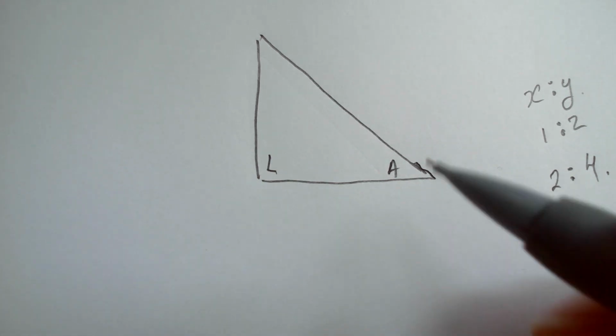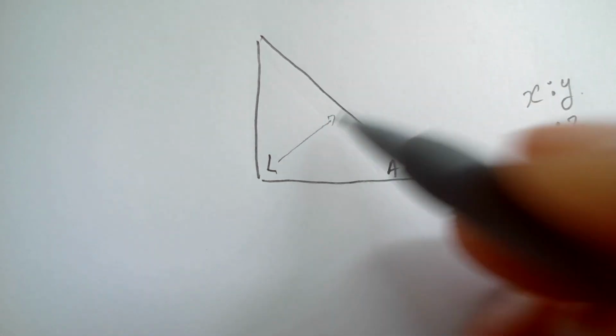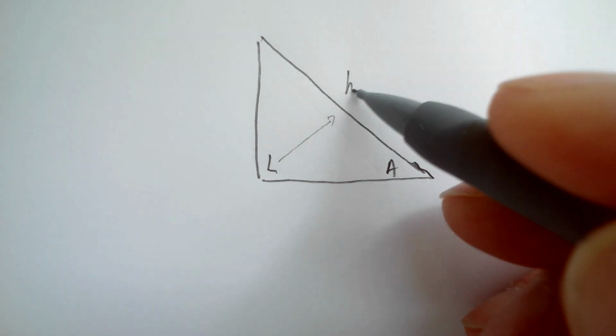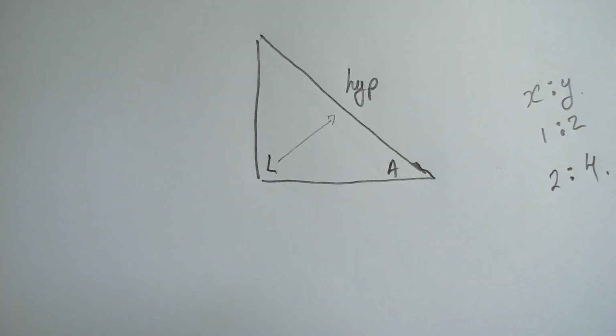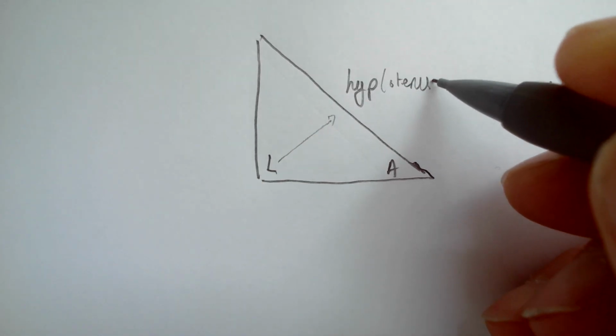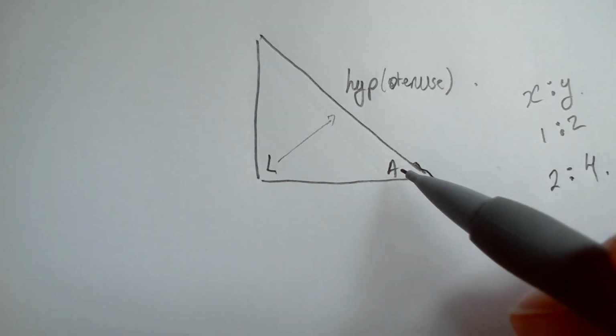Before we start, we need to label the sides of the triangle. We look first at the side that is across from the right angle, and we call that side the hypotenuse. You might be familiar with that from the last video on Pythagoras' theorem. So the side across from the right angle is called the hypotenuse.